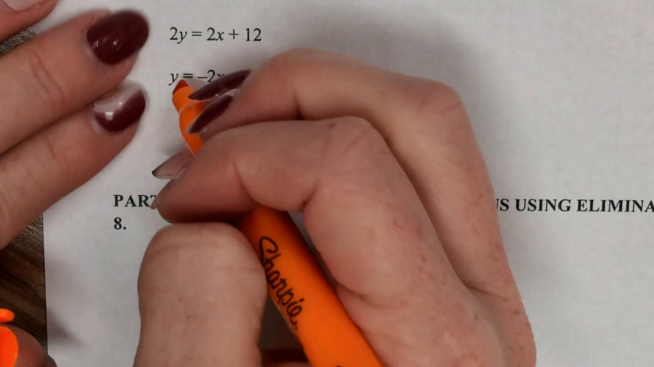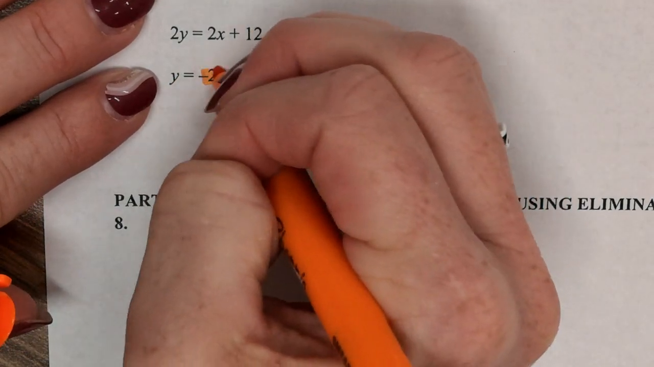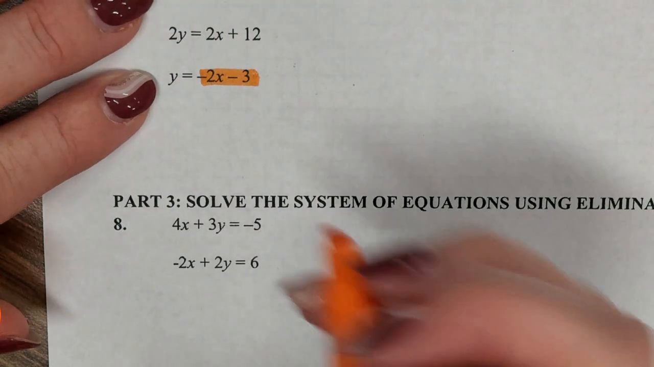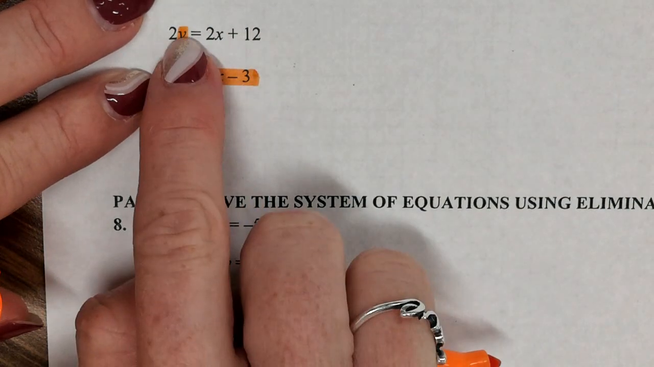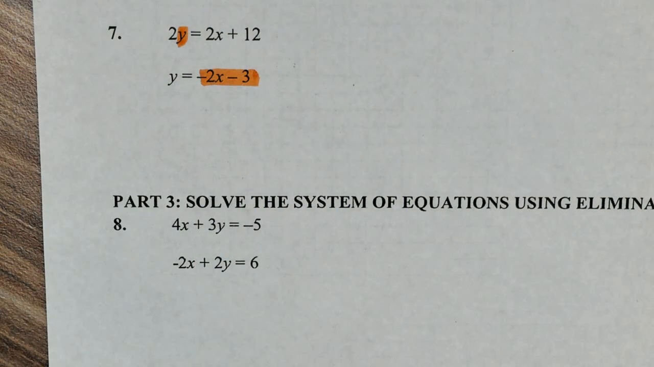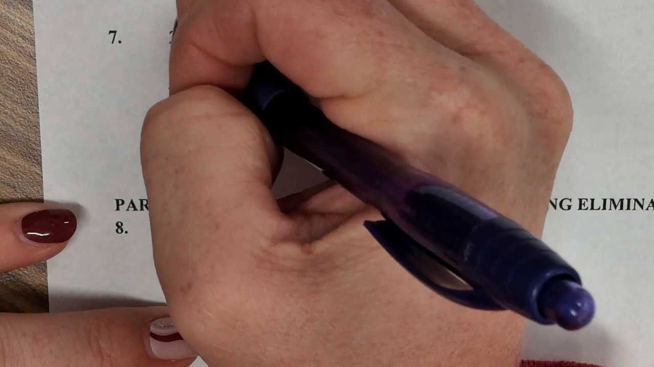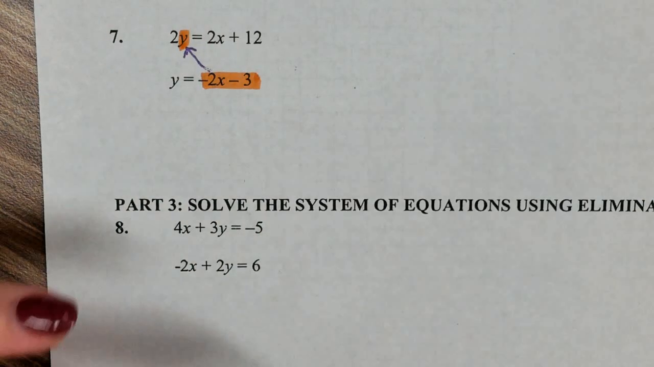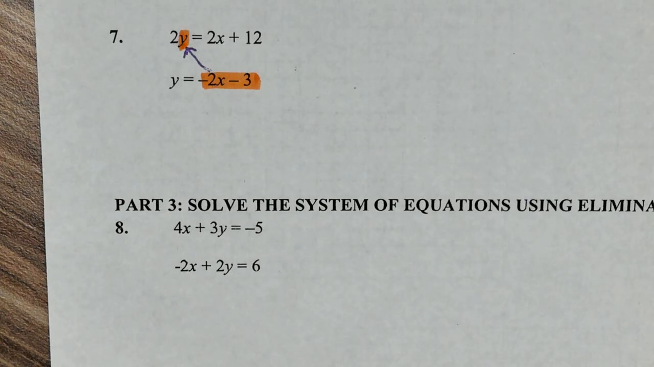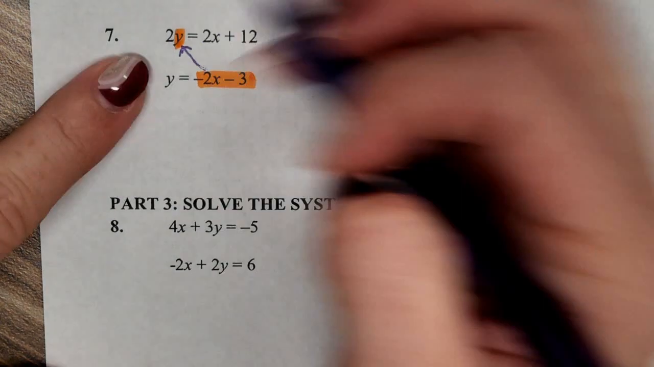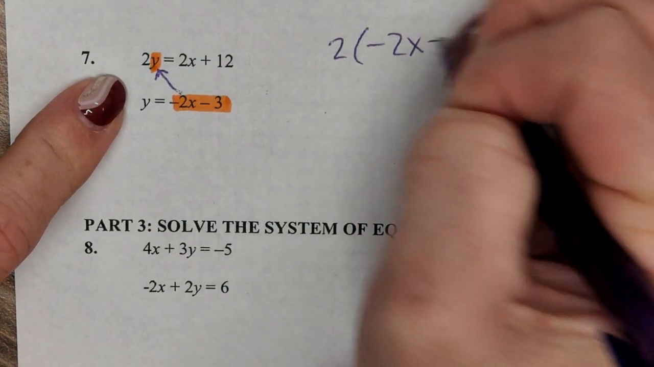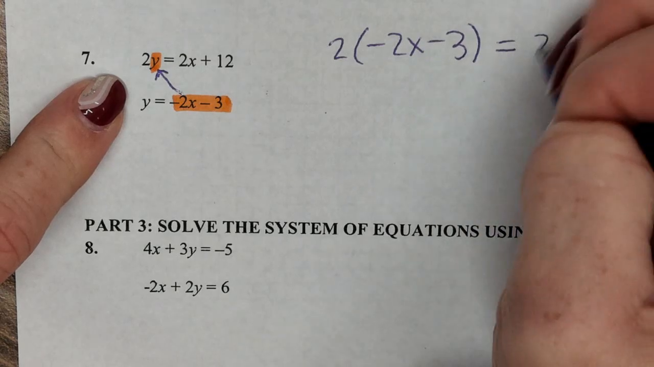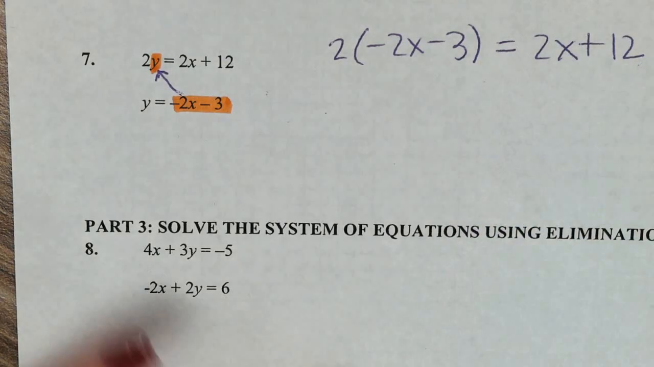So this is telling me that the value of y is negative 2x minus 3. So I'm going to take this value and plug it in for y. Now, do you think I need parentheses? Yes. Why? Because the entire value of y needs to be multiplied by 2. So I have 2 times negative 2x minus 3 equals 2x plus 12.